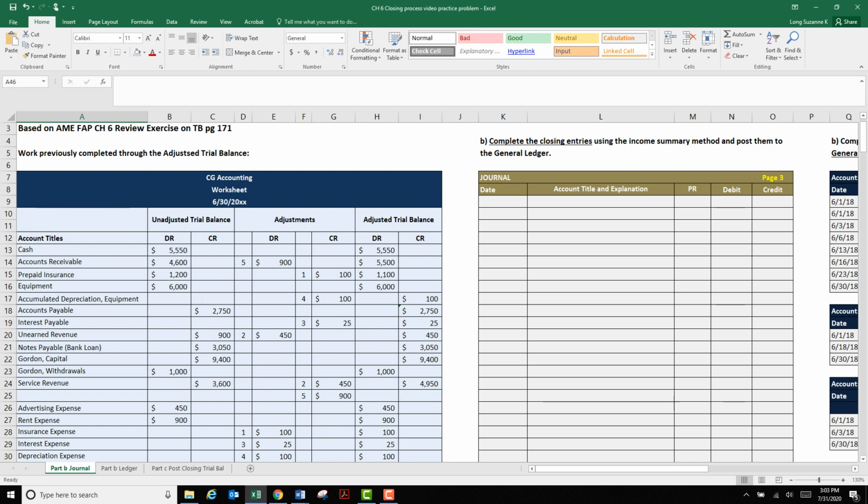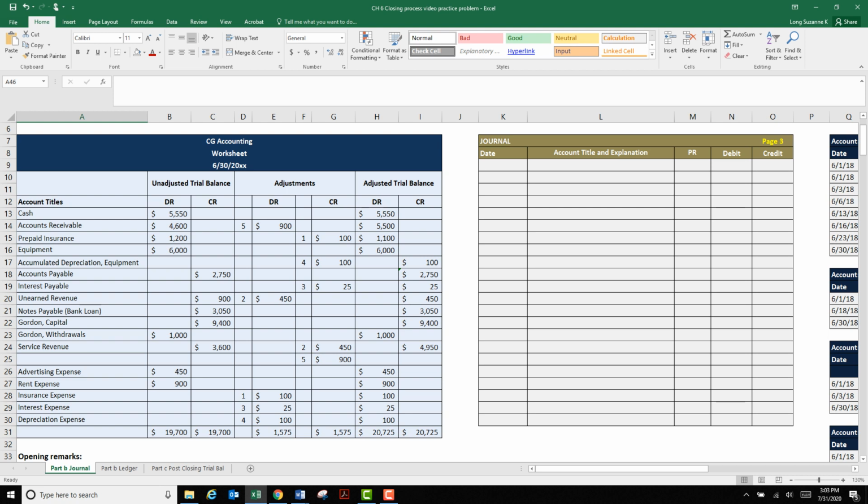That's the method that you'll see in this class for all of our problems. There is another way to do it that's just a hair shorter, and it goes directly into the capital account or directly into the retained earnings account. In future classes with me, we'll do some of that. But for now, income summary method for closing entries. So good news, bad news. Good news, there are 4 closing entries. Bad news, it's new.